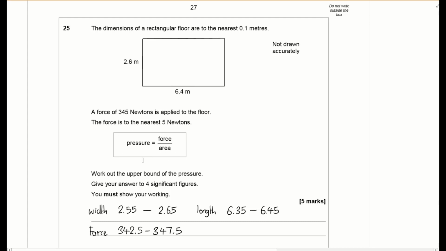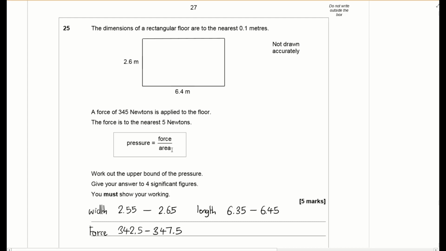Now, if we are after the upper bound of the pressure, we need to be considering what the bounds will be for the force and the area. Now, you've got a numerator and a denominator. If you want the pressure to be the maximum, so the upper bound, then you want the numerator to be that also. So the numerator should always copy what you want overall. So if the pressure is maximum, the force should be maximum too. We want the upper bound for the force.